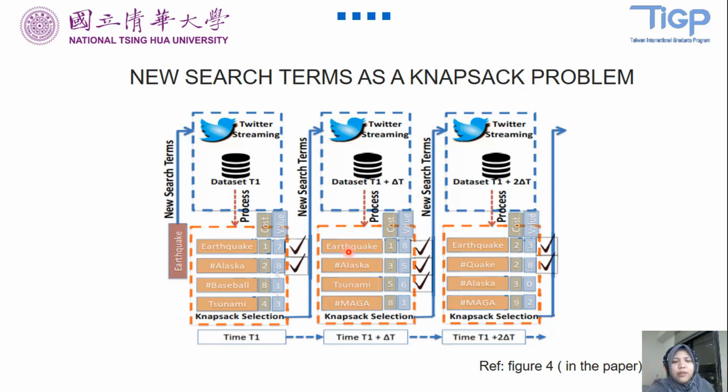This is still earthquake, and Alaska still has the higher score and less cost. And they remove the mega because the cost is very expensive and it has less value, and they put earthquake, Alaska, and tsunami as the new search terms. And the iteration will be continued until they are satisfied with the data that they collect.